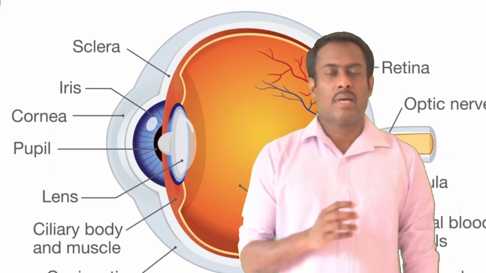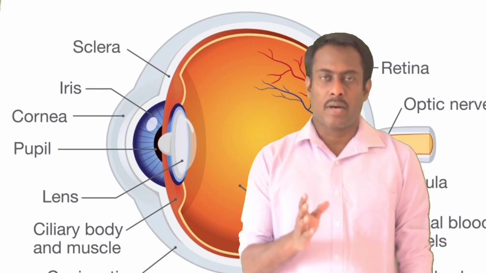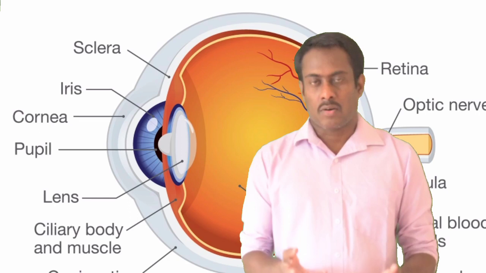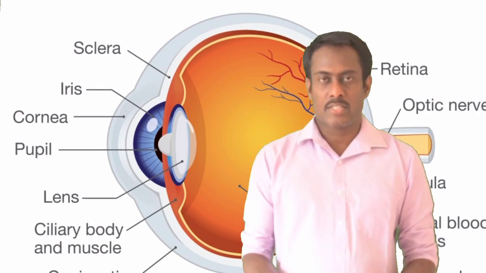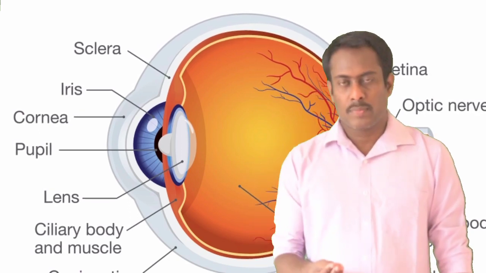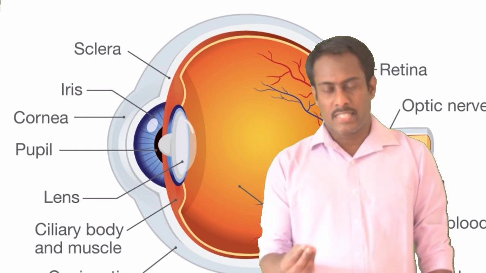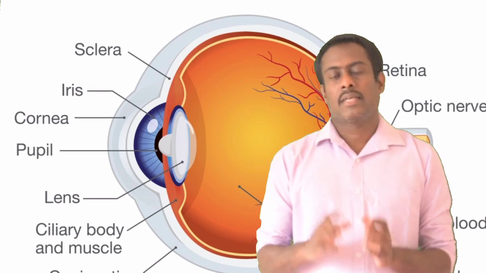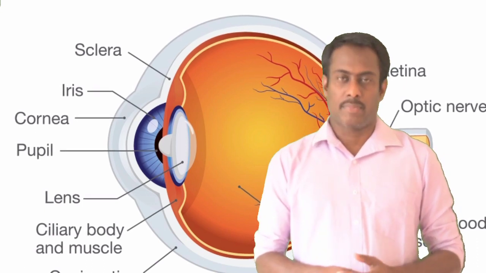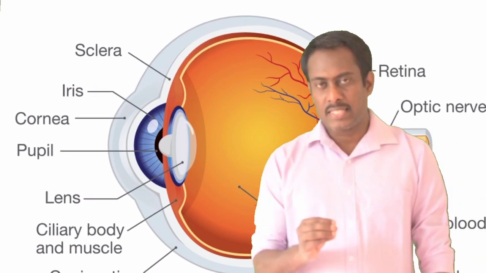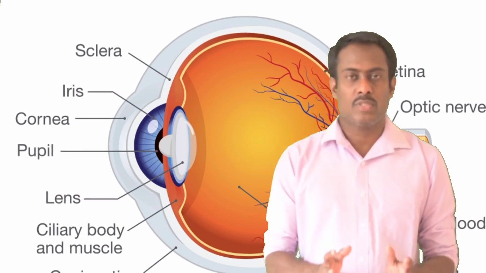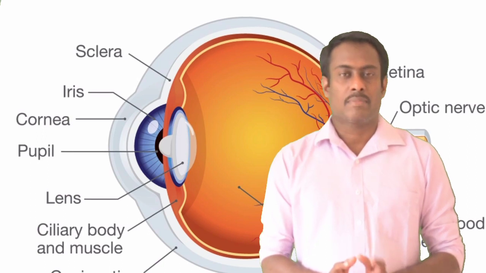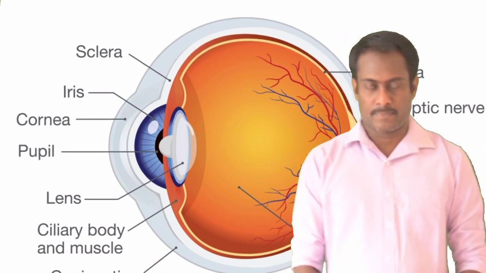Damage or malfunctioning of any part of the eye, the pupil, the cornea, the eyeball, the crystalline lens, vitreous humor, aqueous humor, the retina, or the optical nerve that carries the signal to the brain, can cause visual impairment. They are very sensitive. Any damage to these parts of the eye can cause permanent impairment of vision.